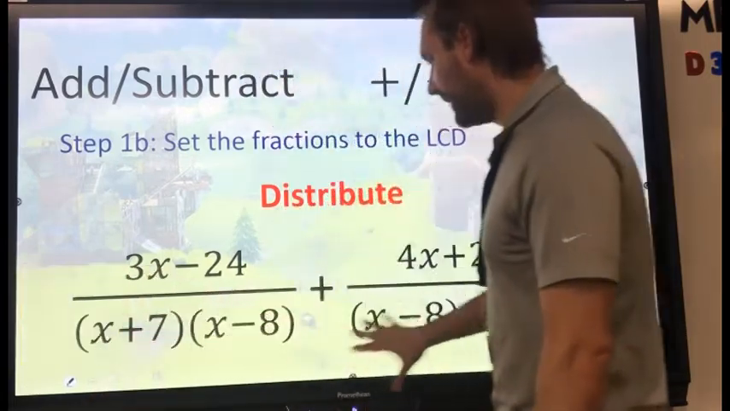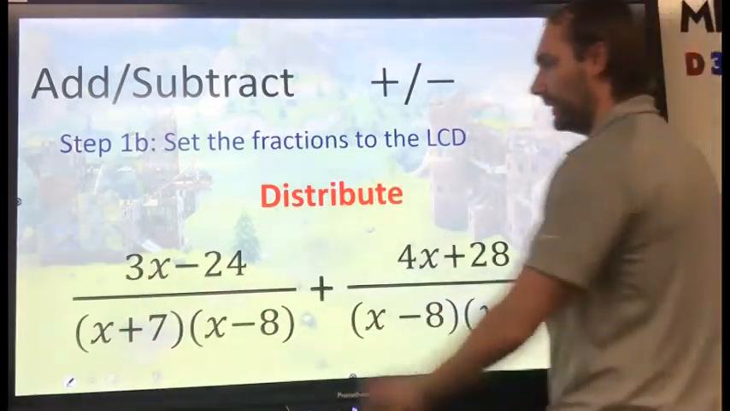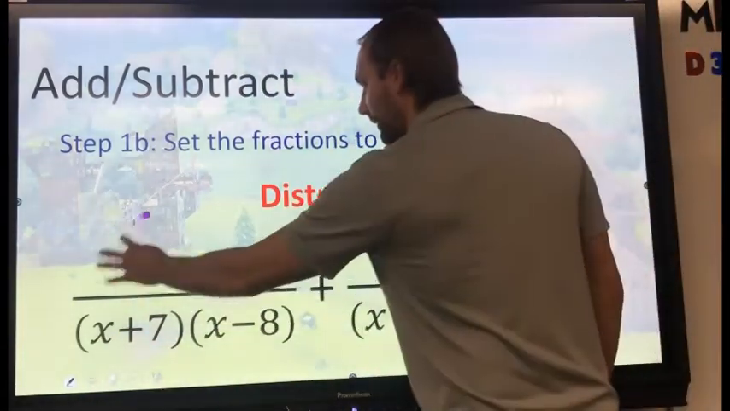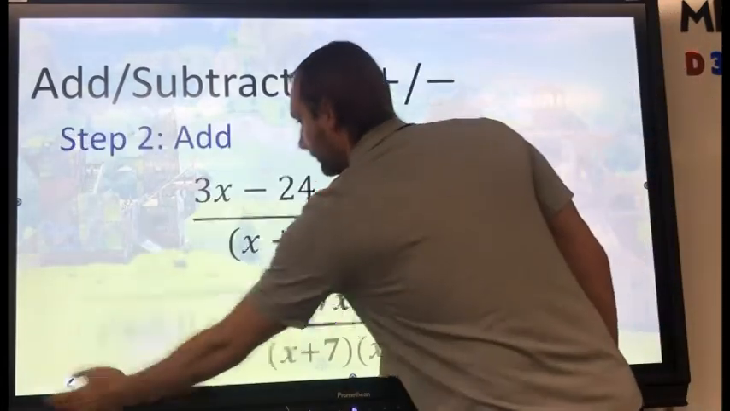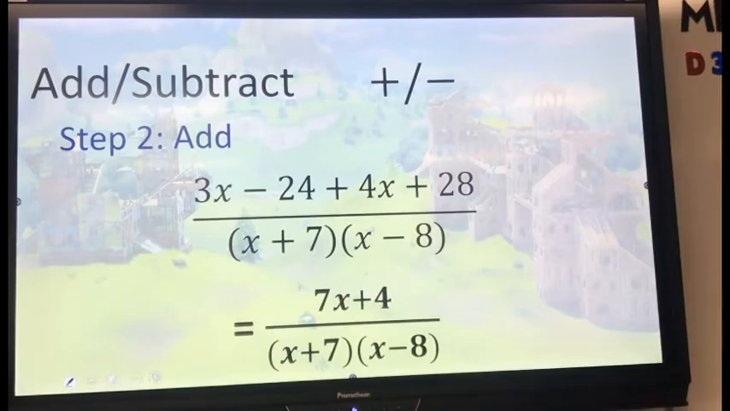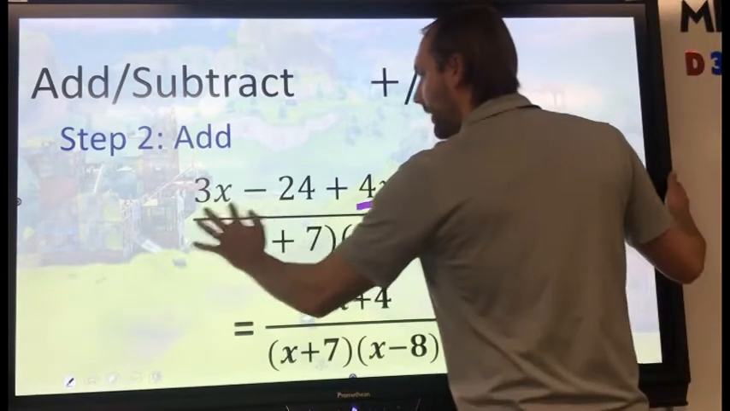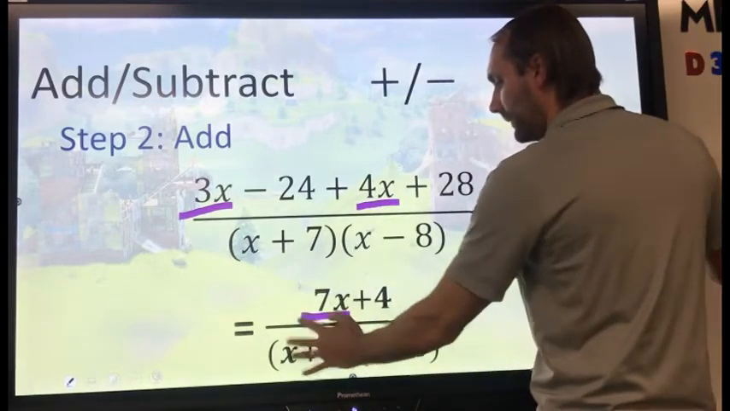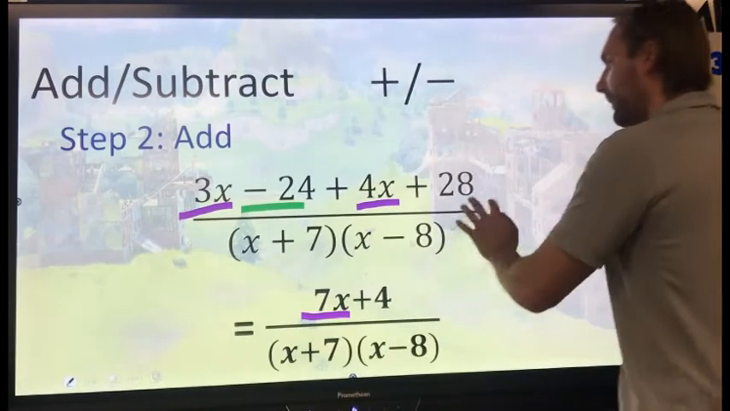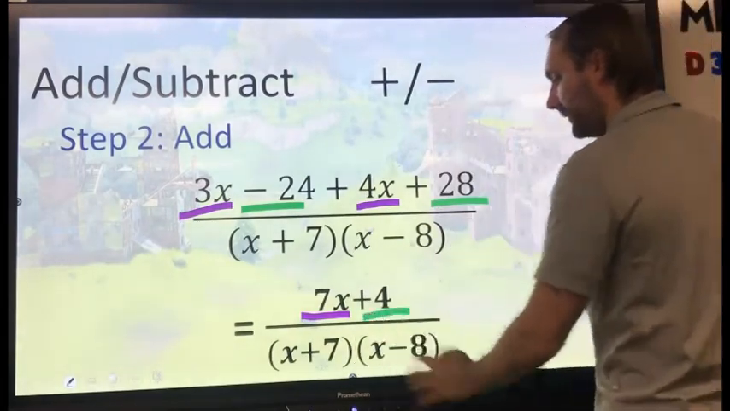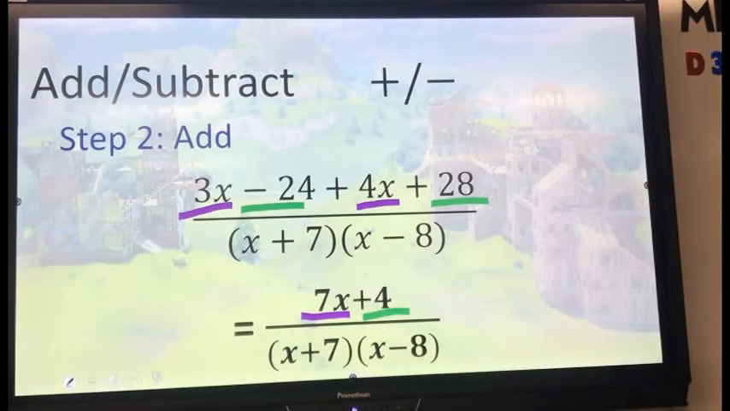Now that we have them set to the LCD, we distributed. They're good to combine like terms. Let's bring them all together, so all one fraction. 3x plus 4x gives me 7x, and negative 24 plus 28 gives me a plus 4, all over x plus 7 times x minus 8.